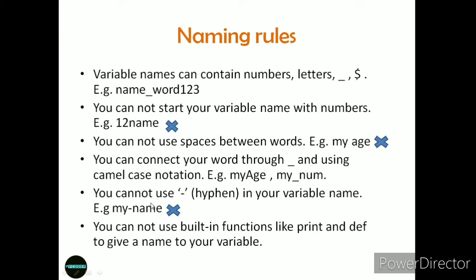The fifth rule is that you cannot use hyphens in your variable name. For example, my-name. And the sixth rule is that you cannot use built-in functions or keywords like print and def to give a name to your variable. So let's jump to the Sublime text editor and I will show you an example.